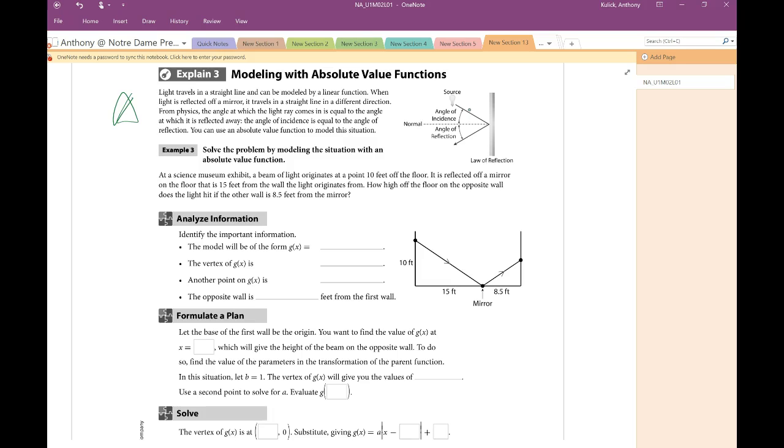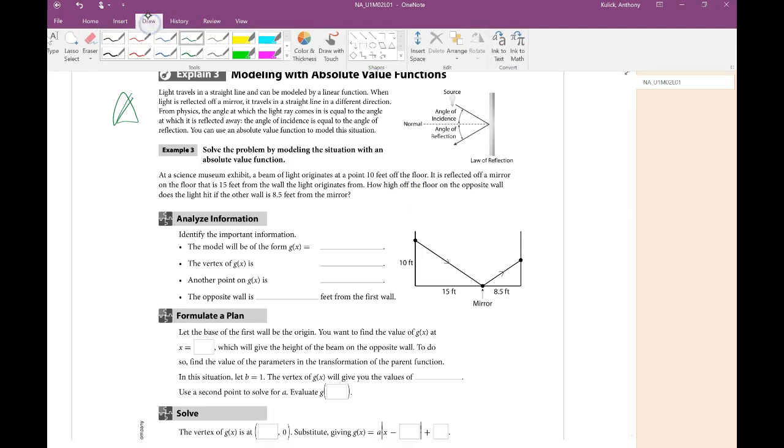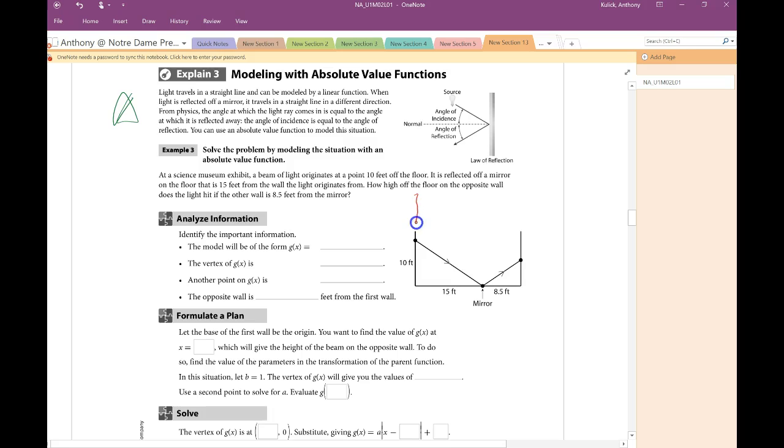So this point here, we're going to think about this as embedded inside of the xy axis. I'm just going to arbitrarily pick this as my y-axis and this as my x-axis. In that case, this is the point (0, 10). This is the point (15, 0). And this is the point (15 plus 8.5, which is 23.5, comma something). And this is what we're looking for.